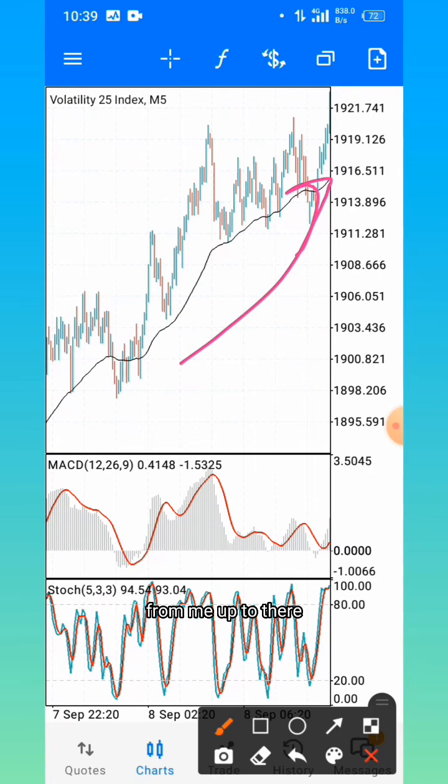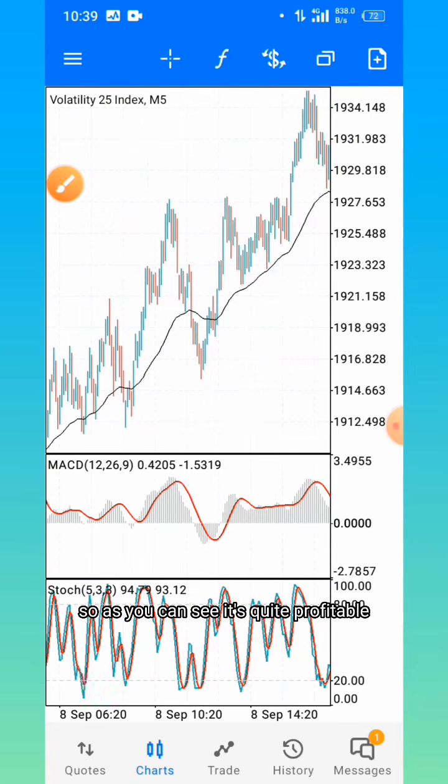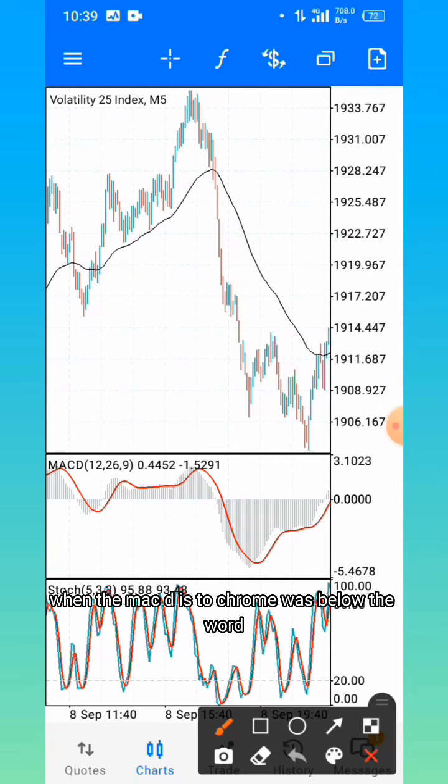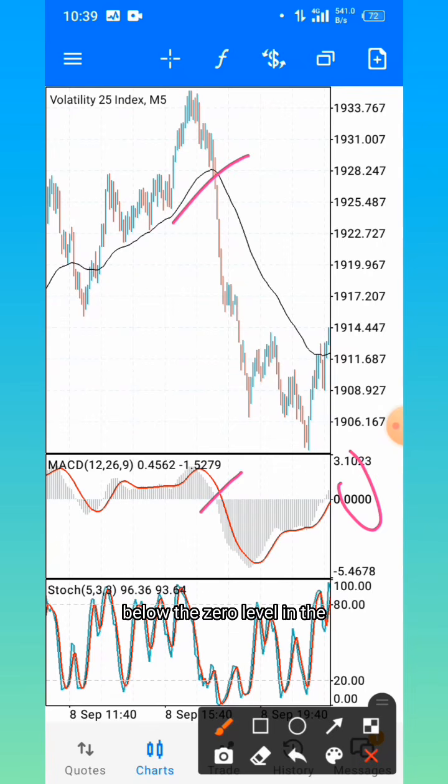up to there. So as you can see, it's quite profitable, and we exit right here when the MACD histogram goes below the 0 level, and our candlesticks go below the 50 MA.